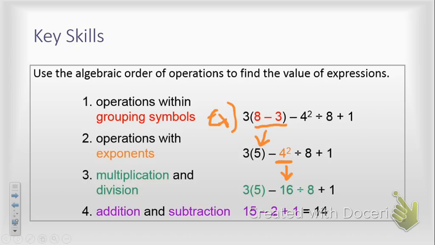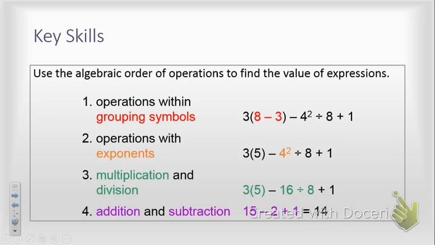Now I get to step 3, multiplication and divide. I've got to multiply 3 times 5 and divide 16 divided by 8. There's that minus sign in between them. So 3 times 5 is 15. 16 divided by 8 is 2. 15 minus 2 plus 1 now. 15 minus 2 is 13. Plus 1 is 14. So using those order of operations, we got 14. If you don't use those order of operations, you'll probably get a different answer. Lots of different ways you can do that there and get some crazy answers. So make sure we follow those rules.